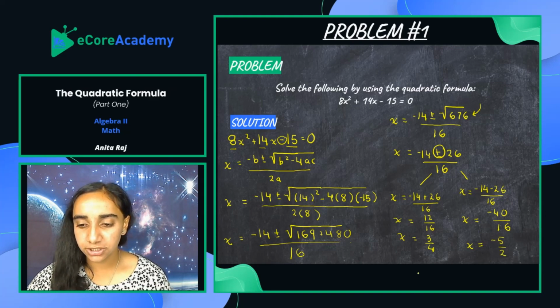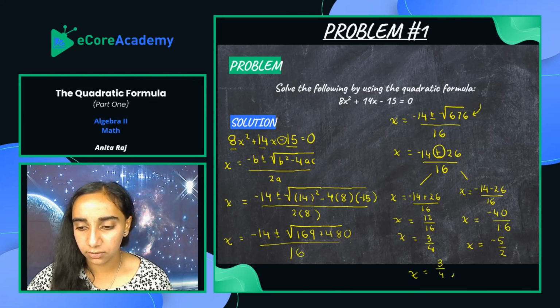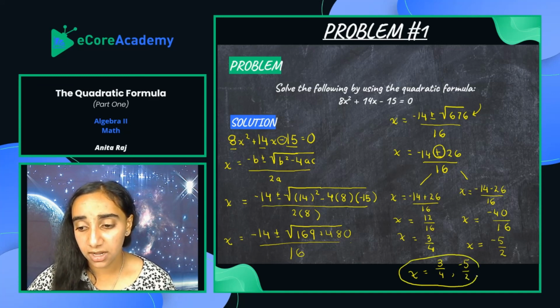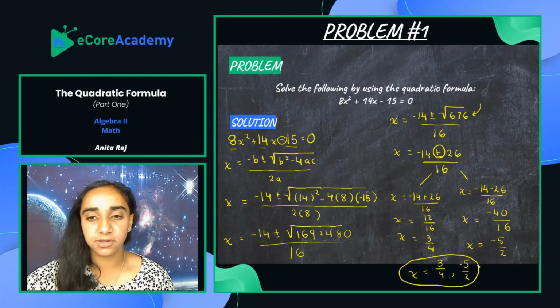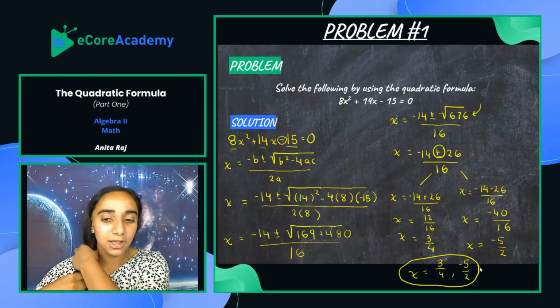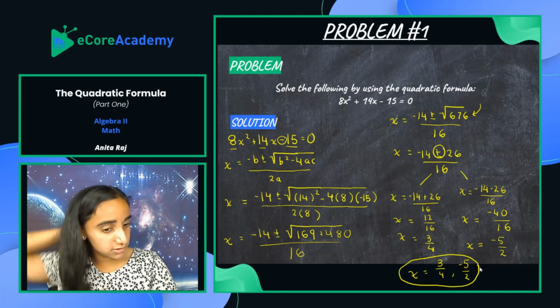Therefore, our solutions are going to be, I'm just going to write it down here, x can be equal to 3/4, or x can be equal to negative 5 over 2, and it will satisfy this quadratic equation. And we just got that by using the quadratic formula. So that was the problem. We just used the quadratic formula to solve that.